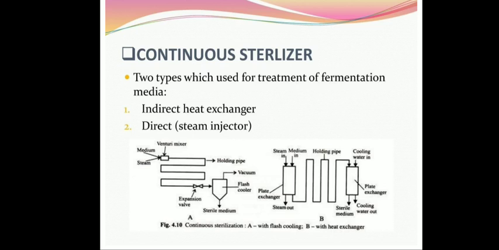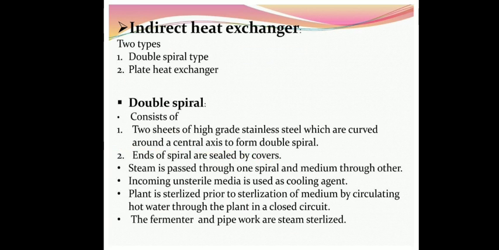We will see both the treatment methods, direct and indirect method, one by one. First one is indirect heat exchanger. Now we have seen that in indirect heat exchanger, we do not mix the steam and the medium. So in this indirect heat exchanger, two types of heat exchangers are used. One is double spiral type, and second one is plate heat exchanger.